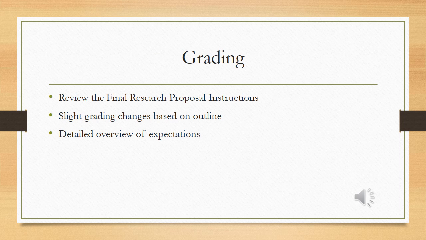For your final research proposal, three basic things you need to do is really look at the final research proposal instructions that are in CourseDen. I've made a couple of slight grading changes based on the outline. It's nothing major. It's just a more detailed explanation of the point values, and that will help you when you turn in this final research proposal.